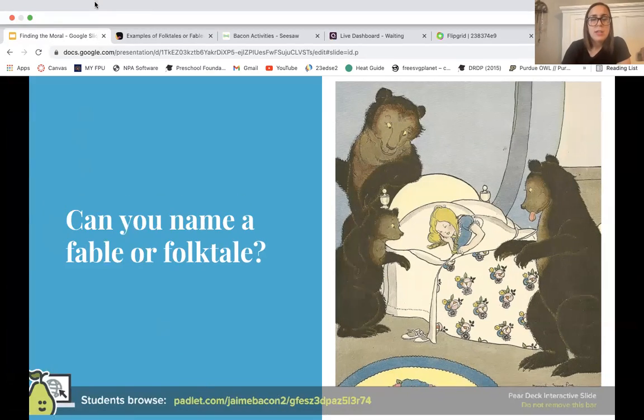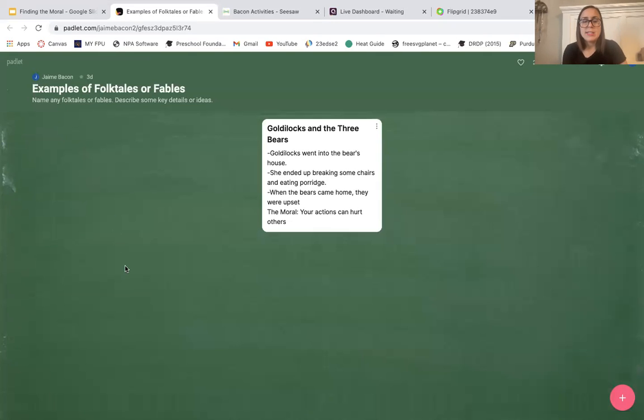The Padlet activity is examples of folk tales or fables that they already may know, and then we're going to add it by clicking the plus. I already have an example of Goldilocks and the Three Bears. We'll discuss what happened in the story and what the moral was.